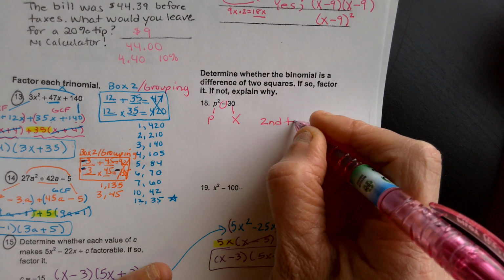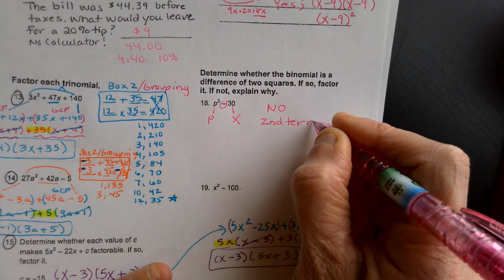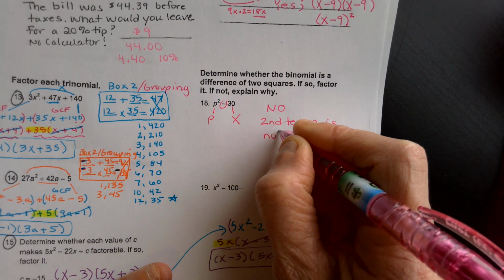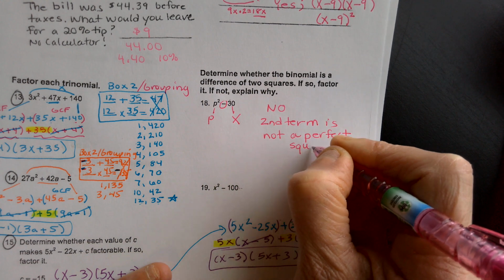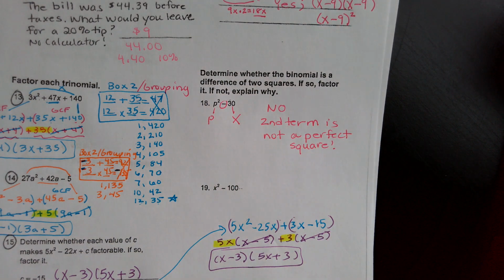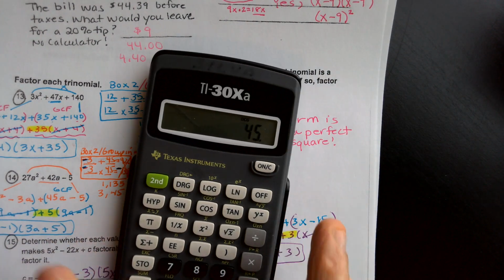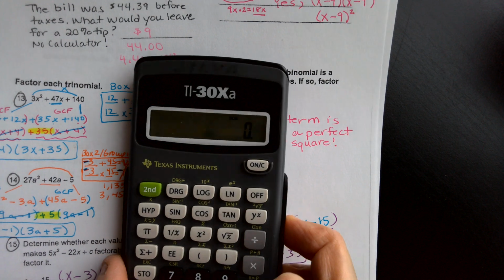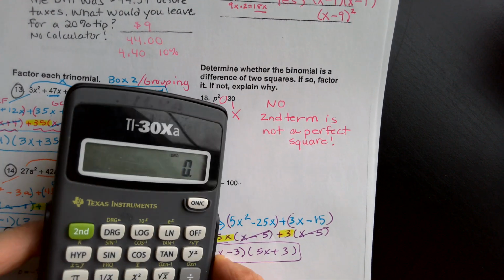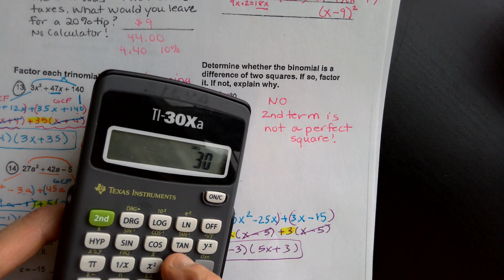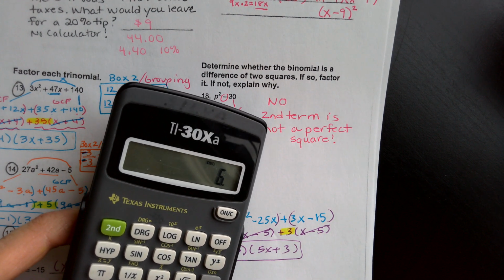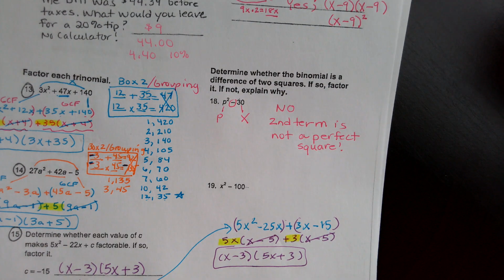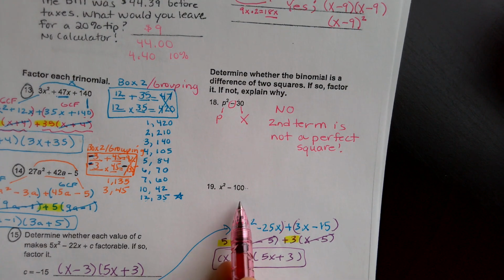Second term is not a perfect square. Okay, because square root of 30, you see that? I don't know if you can see that or not. There, I think you can see it better there. If I put in 30 and do square root, see, it's not perfect. It doesn't come out. If I do 36 and do square root, yay, it comes out perfect to a whole number.